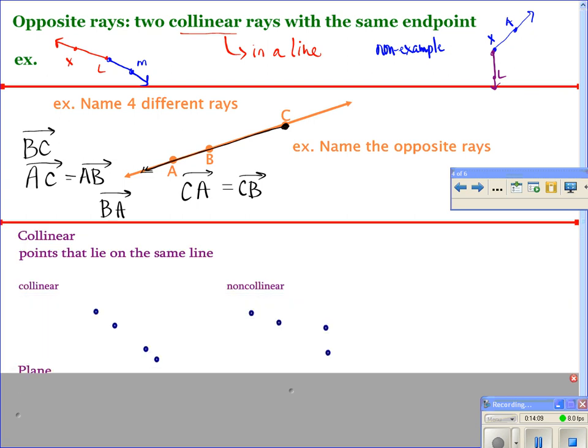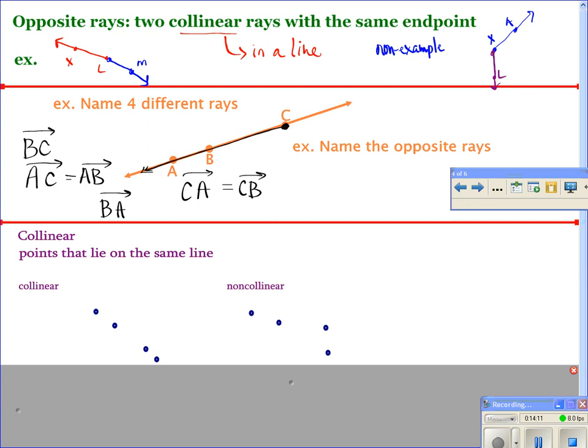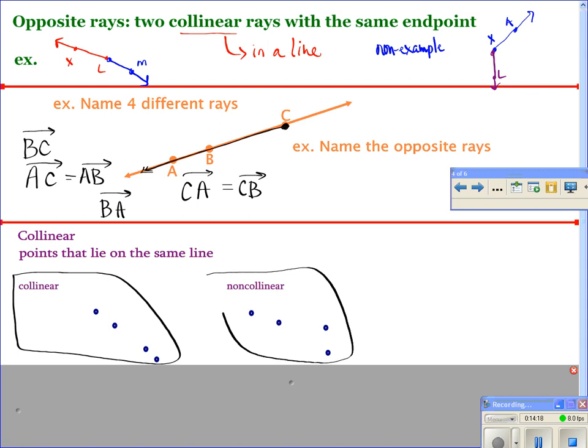Okay, let's do a picture definition. Sometimes I like to do this because it's a little bit easier to understand. And we already know the definition of collinear. We put a very short definition up at the top. Collinear means in a line. So collinear points would look like they're in a line together. Non-collinear would be not in a line together.